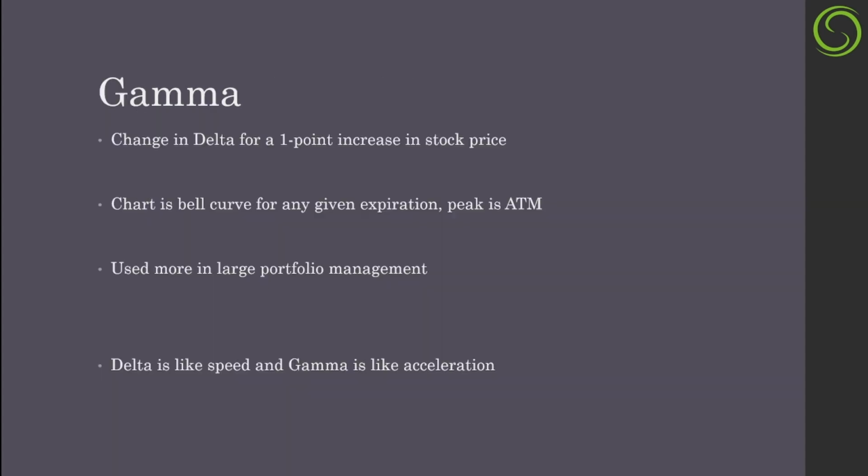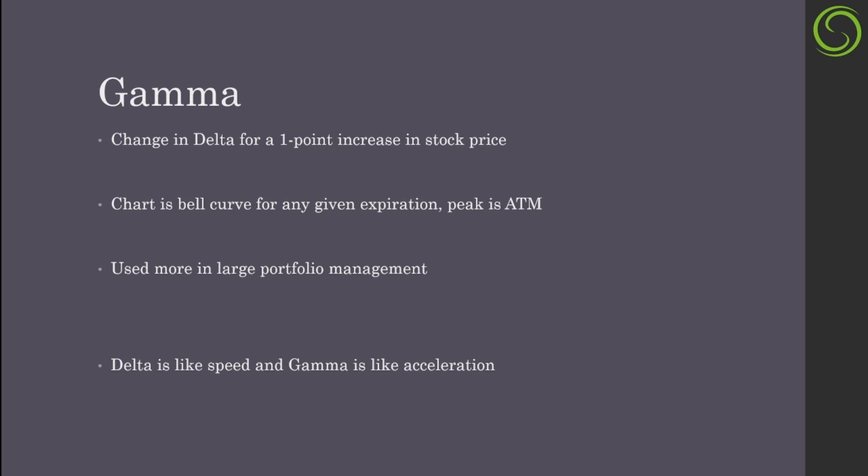Gamma, you don't hear about as much, but it is still around, so if you see it, you will now know what it is. Gamma is the increase to delta for a 1-point increase to the stock price. Charted, it looks like a bell curve across an expiration date, with the at-the-money strike being the peak. Why you usually don't hear about gamma is it's typically used in larger portfolios like hedge funds. So for most typical retail traders, it's not nearly as important.